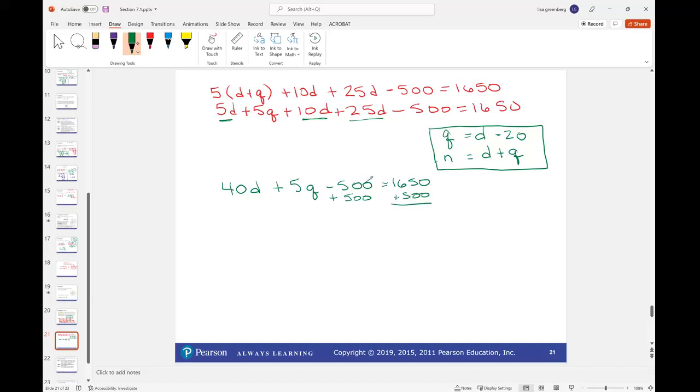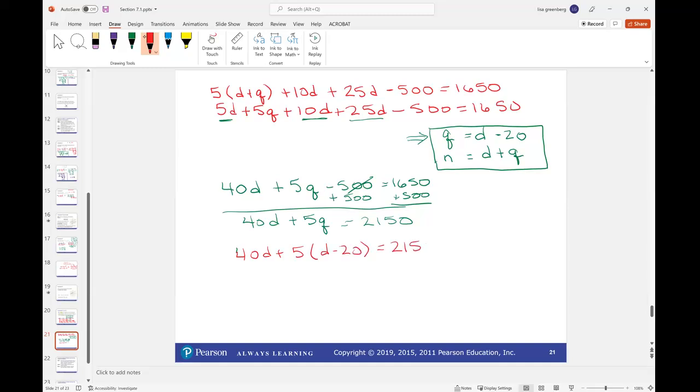And we're going to make things look even better, right? So I have 40D plus 5Q is equal to 2150. We're getting close. But again, I need Q in terms of D. But don't forget, I have this equation. So I can now say, here, I'll change back to red, 40D plus 5 times Q. Well, Q equals D minus 20, is equal to 2150.